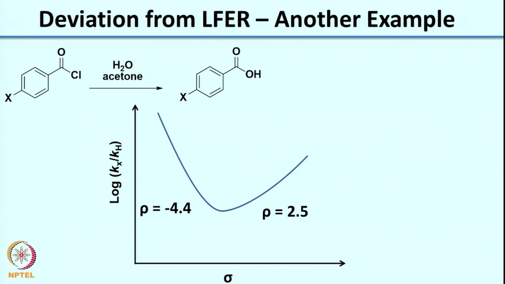So, now we have seen two examples of deviation from linear free energy relationships. One is where the rate determining step changes but the mechanism remains the same, and the other example is where the mechanism can switch depending on the substituent on the aromatic ring.